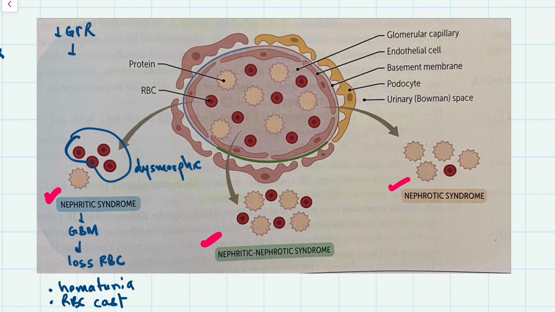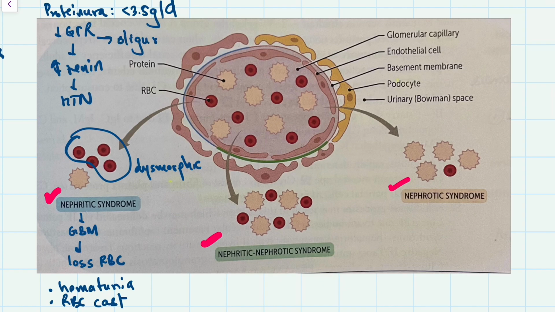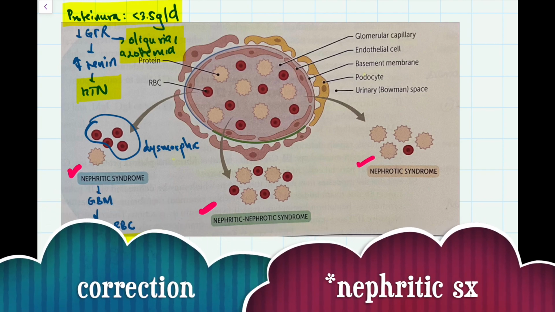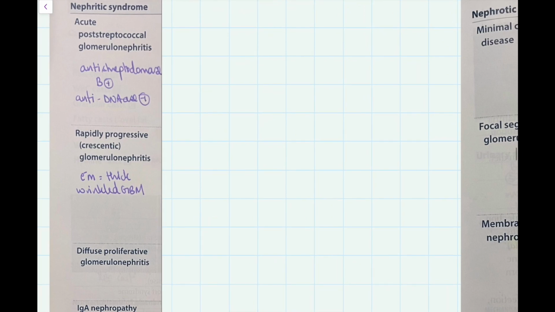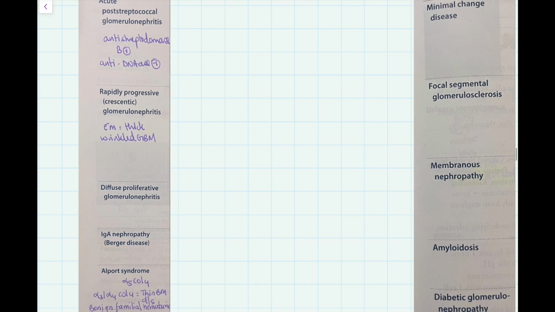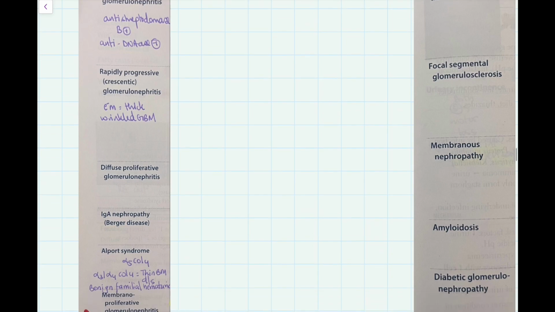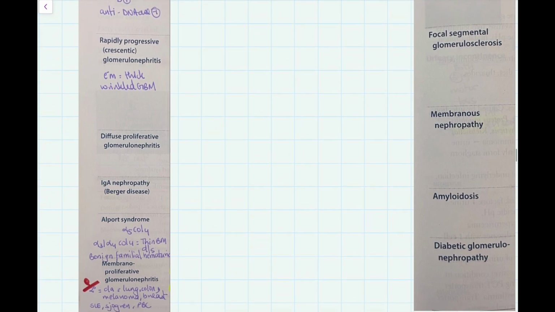There would be a decrease in GFR, and we studied that a decrease in GFR leads to increased release of renin, which leads to hypertension. There may be proteinuria, but it is in the subnephrotic range, that is, less than 3.5 grams per day. Also, due to decrease in GFR, there may be oliguria and azotemia. So, in nephritic syndrome, we see hematuria with dysmorphic RBCs, hypertension, subnephrotic proteinuria, oliguria, and azotemia. The examples of nephritic syndrome are post-streptococcal glomerulonephritis, rapidly progressive glomerulonephritis, diffuse proliferative glomerulonephritis, IgA nephropathy or Berger disease, Alport syndrome, and membranoproliferative glomerulonephritis.